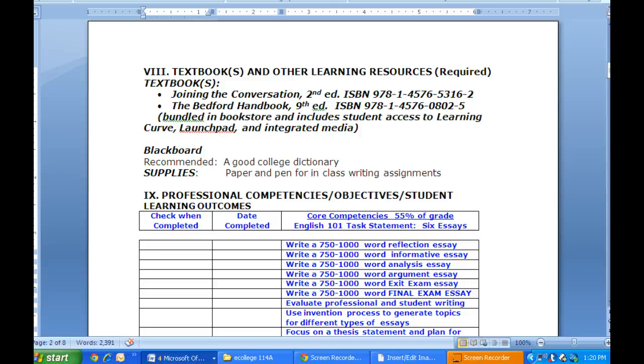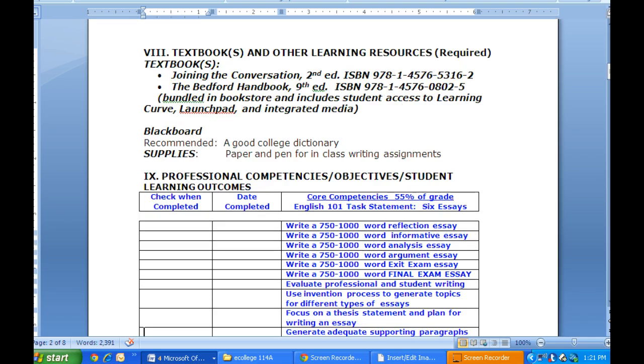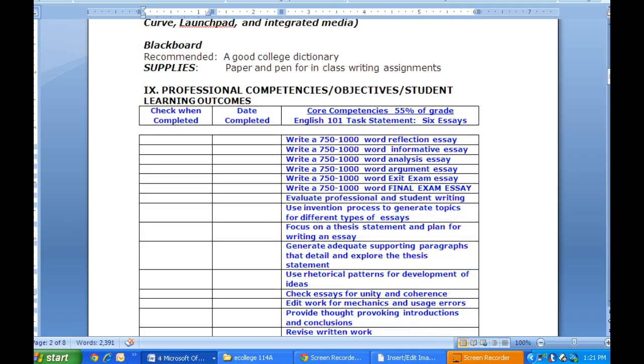We will be using it heavily this semester, both of them. Can't survive without it. The Bedford Handbook is a book I would never sell back because it's a book that will help you do all of your writing throughout your college career. So don't sell it back when you're done. That Bedford Handbook is a gold mine. It's wonderful. All right, we have major assignments in this class.